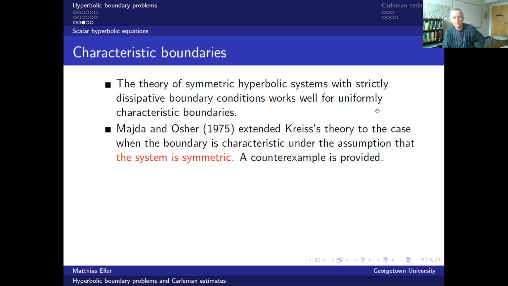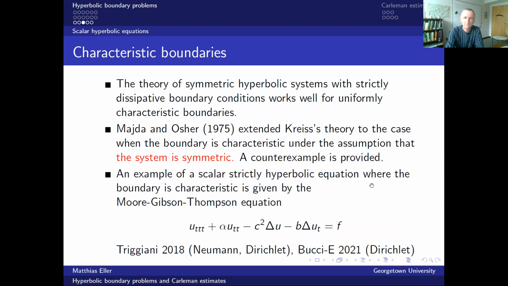Then there's this paper by Majda and Osher from 1975. They extended Kreiss theory to the case when the boundary is characteristic. However, they need as an assumption that the system is symmetric, otherwise it doesn't fly. So even then, if you use Kreiss's approach, you still need symmetry. And things actually are pretty bad if you have even strictly hyperbolic, but you don't have symmetry, or you cannot get it easily.